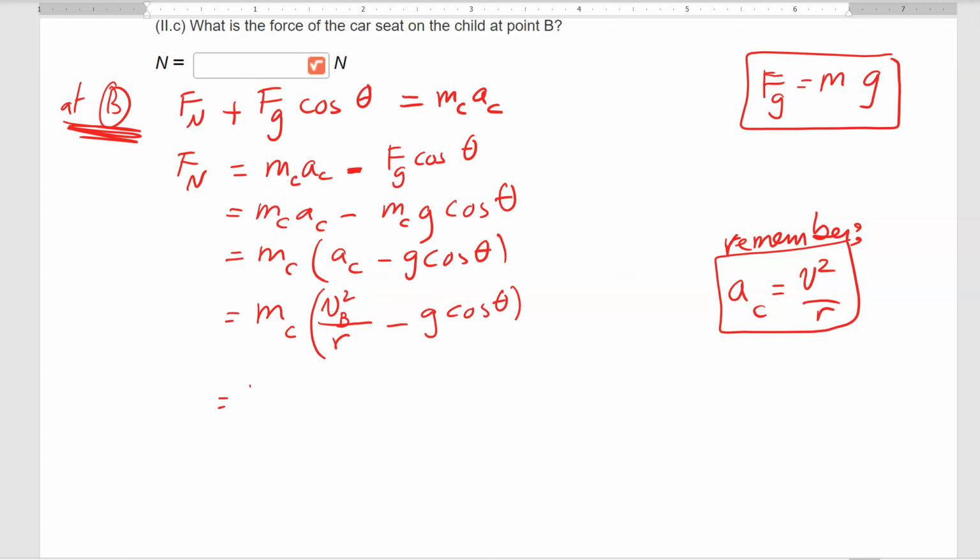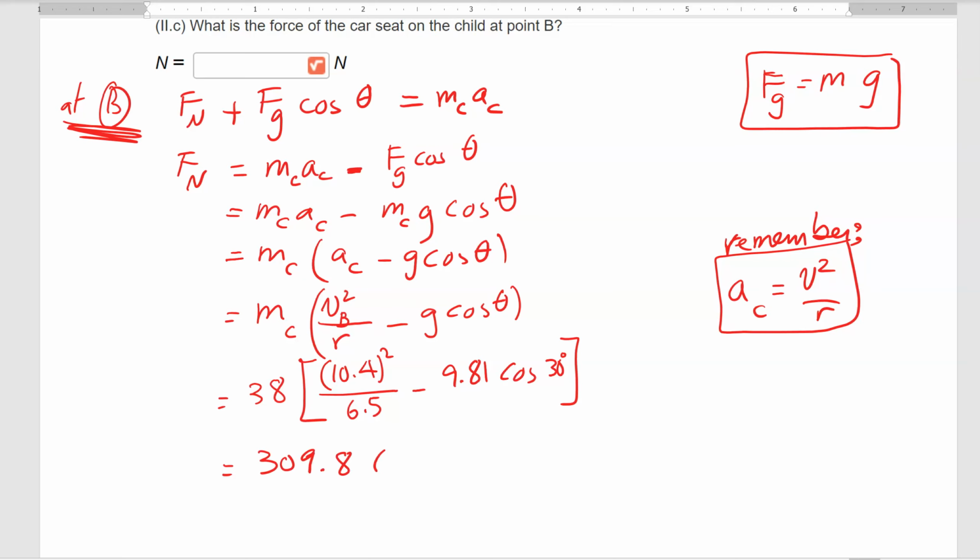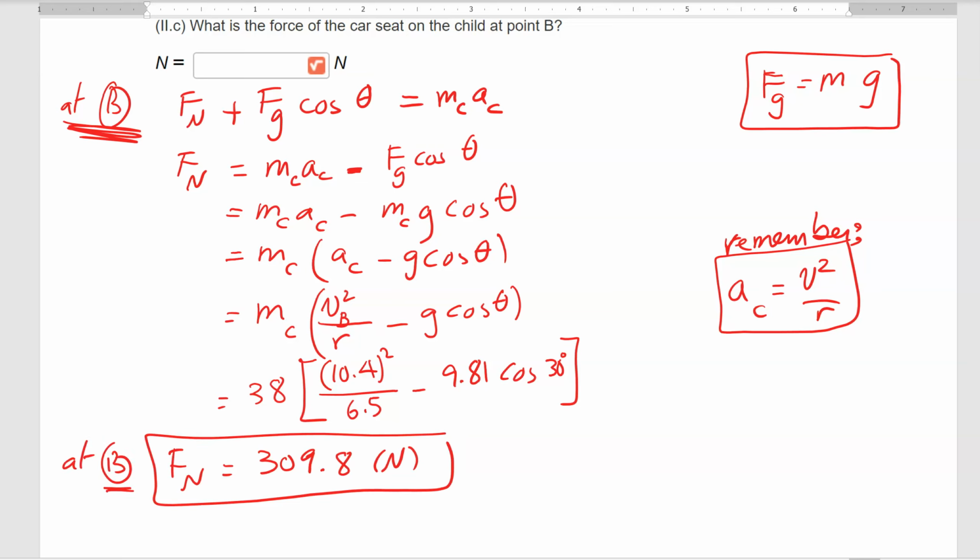So now let's substitute our numbers. 38 times 10.4 squared for my vB, r is 6.5, minus 9.8 cosine, and the angle is given to everyone as cosine 30. So when I plug in all my numbers into the calculator, I get 309.8 newtons. And this is the normal force at point B. And that's it.